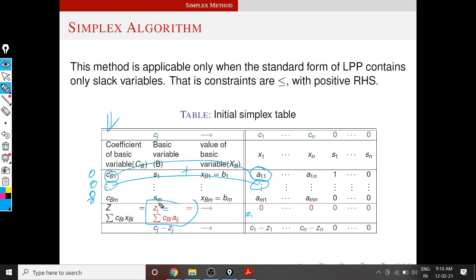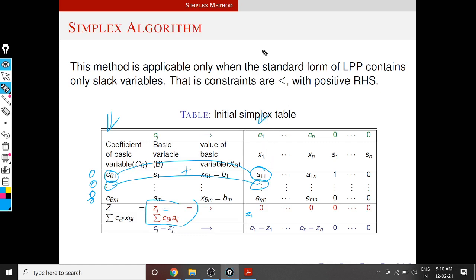We know that the cost of slack variables is 0. So initially this column is throughout 0, so all the Zjs are 0 initially. Okay, then the last row, what is the last row? The last row is Cj minus Zj. Cj's are there already. We have Cj's.